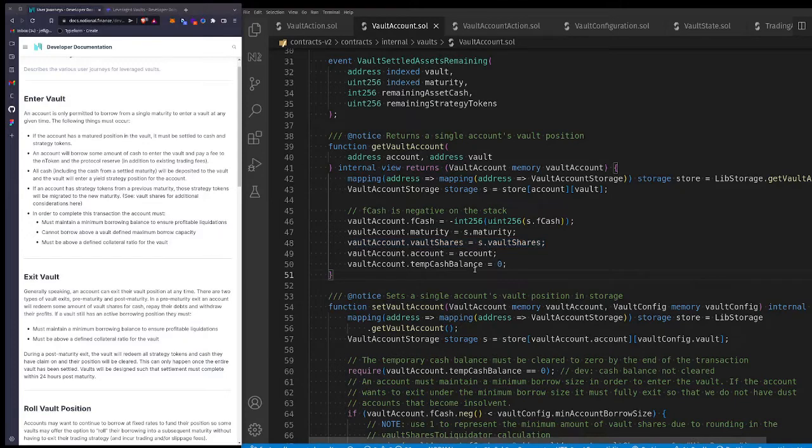Now let's take a quick look at how vault shares work, and we'll do this very briefly. It's something that comes into more consideration during settlement, but let's take a look at that before we walk through each of these user journeys.